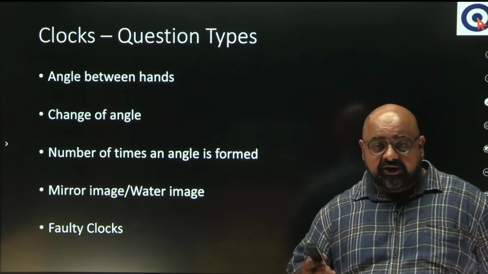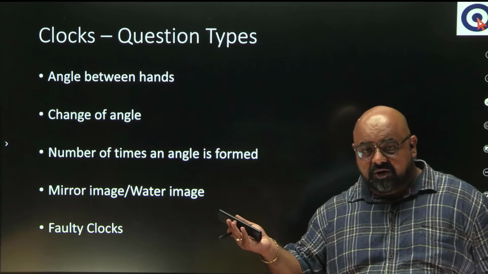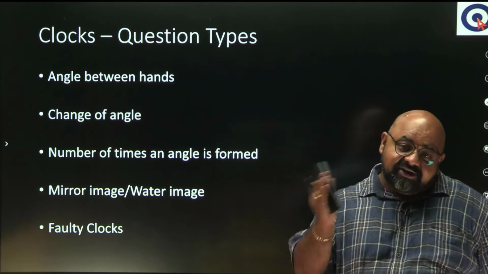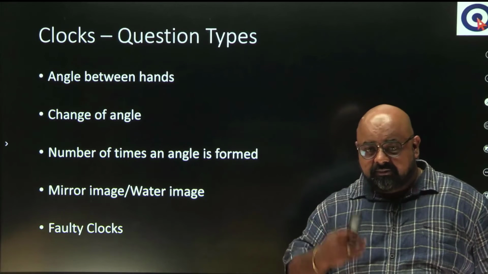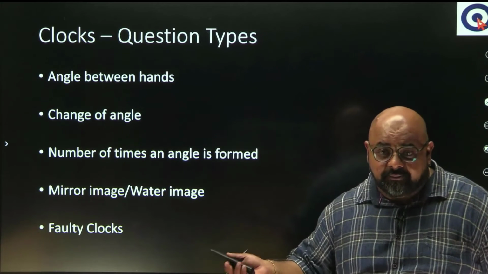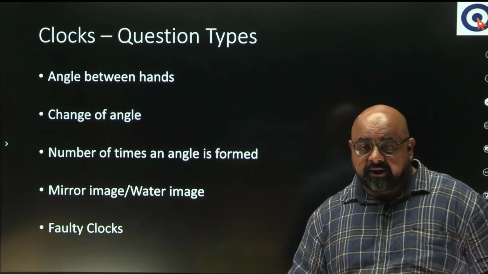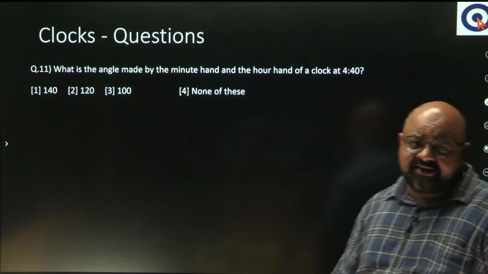Every time a faulty clock is 12 hours or 720 minutes ahead of the normal clock, or 720 minutes behind the normal clock, they will be showing the same time. Of course, in the real clock it might be 5 AM, in the faulty clock it might be 5 PM, but they will be showing the same time, right? That should suffice for the purpose of this exam.